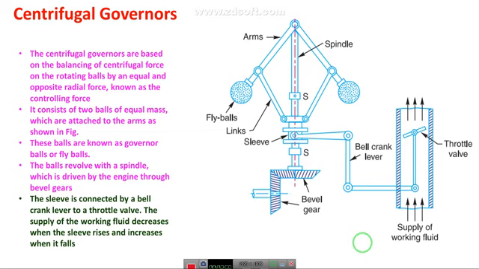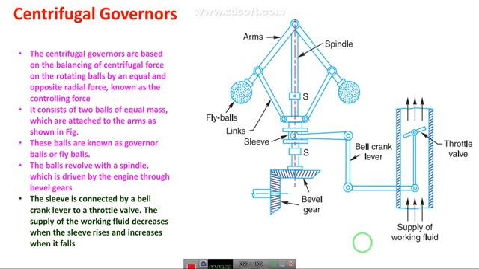The sleeve is connected by the bell crank lever to a throttle valve. The supply of working fluid decreases as the sleeve rises and increases when it falls. Here you can see the components or parts available in the centrifugal governor. We have arms and fly balls, which are attached to the spindle by means of links as well as arms.